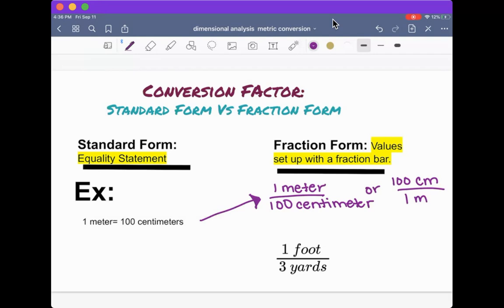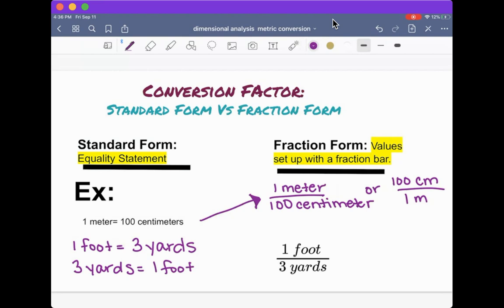All right, let's look at the next one. So we already have it in fractional form, 1 foot over 3 yards. So what does that mean? Well, it means that for every 1 foot, you have inside of it 3 yards. Okay? I could write it the other way. It means the same thing. I could have written 3 yards is equal to 1 foot. Okay? They mean the same thing.